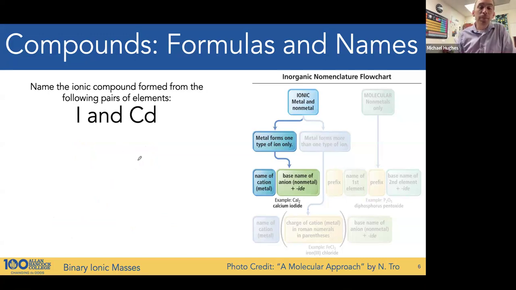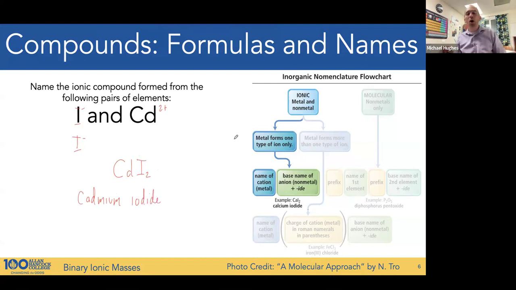Iodide and cadmium. So cadmium is a metal. Yes. Do we know its charge? Yes. It's a transition metal, but it's always 2 plus. The halogens like iodide are always 1 minus. So we're going to need 2 of those iodide 1 minuses to balance the cadmium 2 plus. We'll always put the metal first, even if we're given the elements out of order. We'll put the metal first in our formula, and we'll need 2 iodides to make cadmium iodide.